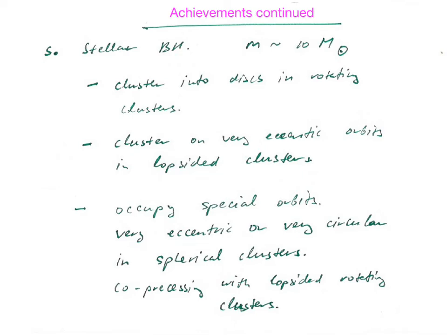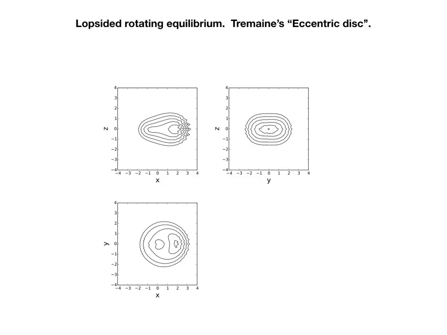Okay, so let me just give you a few visual examples of the type of things we find. This is one of the lopsided rotating equilibria that we find. And especially look at the view from above, the XY plane. You see two maxima. One maximum is basically due to the location of the supermassive black hole and stellar clustering towards that location. And the other maximum is due to the clustering of stars near the apocenters of the eccentric orbits. And this is the classical argument for the eccentric disk, which was given by Tremaine in 1995.